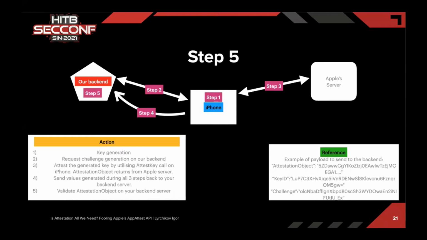Then during step 5, we need to verify the attestation object on our backend. So we need to decode it as a CBOR compatible format and store this data on our server and link it to the corresponding user. You need to validate the team identifier and bundle identifier, so they must comply with the signature expected for your application.